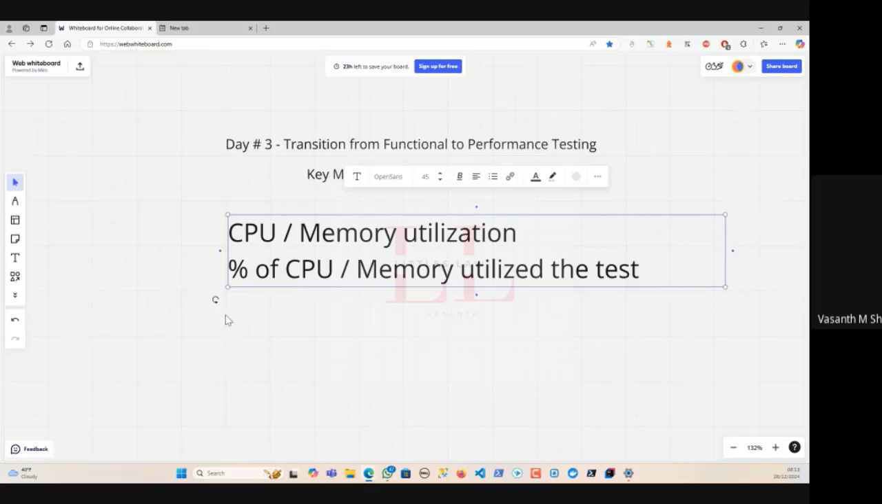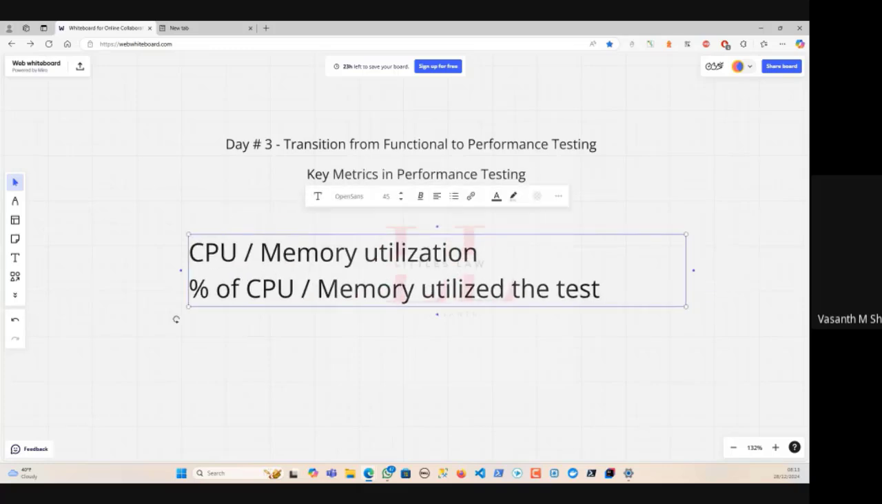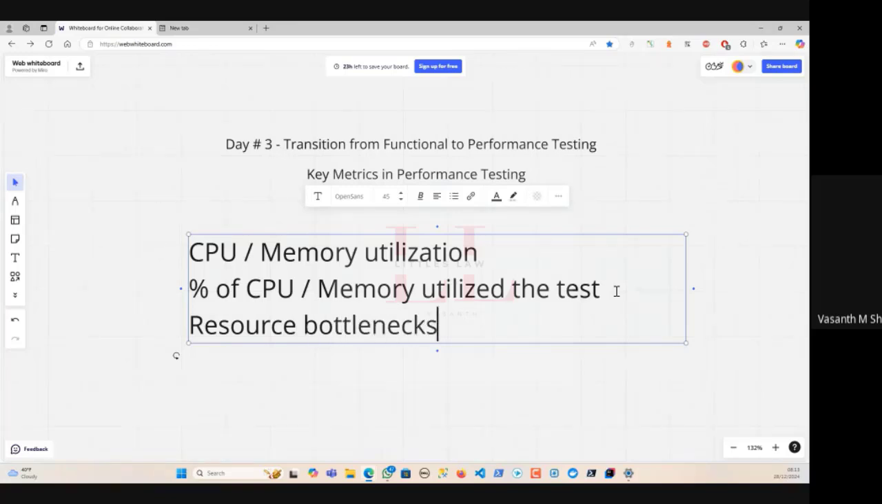So that is the CPU and memory utilization. The importance of this is to identify any resource bottlenecks. To identify any bottlenecks, yes, we do have to run the CPU and memory utilization. So what is the acceptable threshold? Utilization should generally stay below 70 to 80% for better scalability and stability.